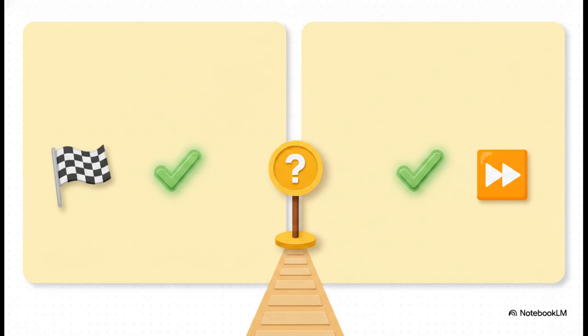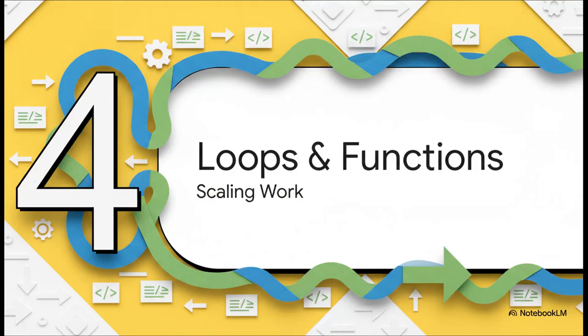But if that first condition turns out to be false and an alternative condition happens to be true, like maybe the count is greater than 1, we can tell it to run a totally different block of code logging continue. Just like that, your program is making real-time decisions. Let's keep rolling right into number 4, loops and functions.